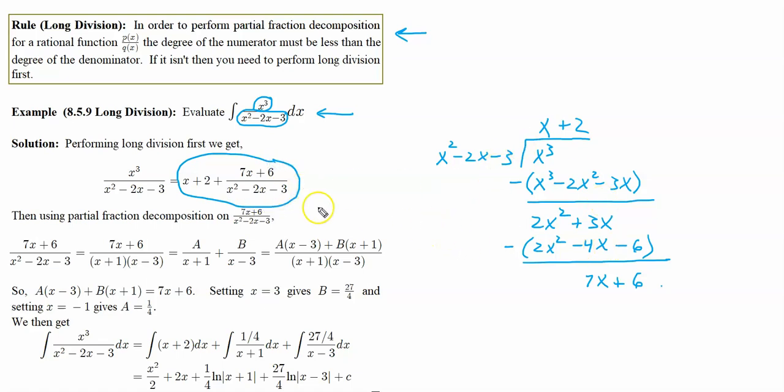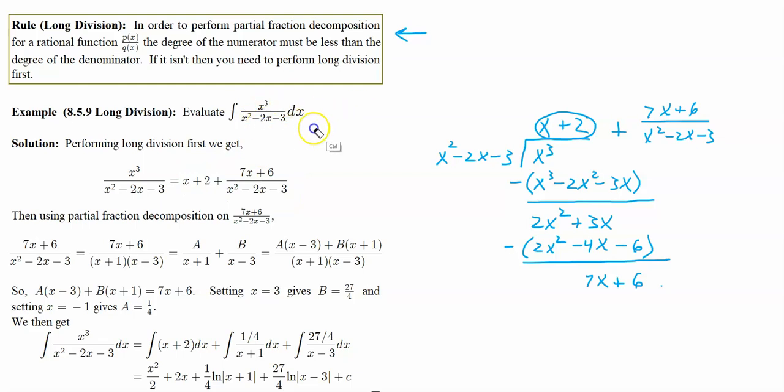So this long division tells us that x cubed divided by x squared minus 2x minus 3 is equal to x plus 2 plus the remainder divided by x squared minus 2x minus 3. Okay, so that's how we get this term right here. Now, what we want to do is integrate each side, of course. This is easy. That's just going to be x squared over 2 plus 2x.